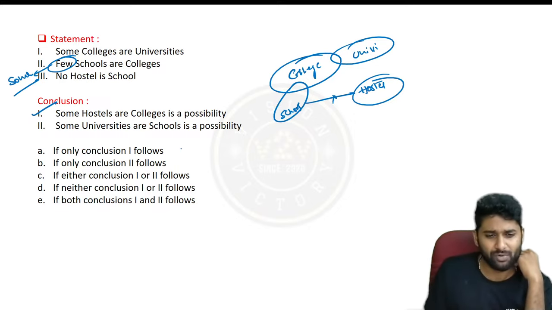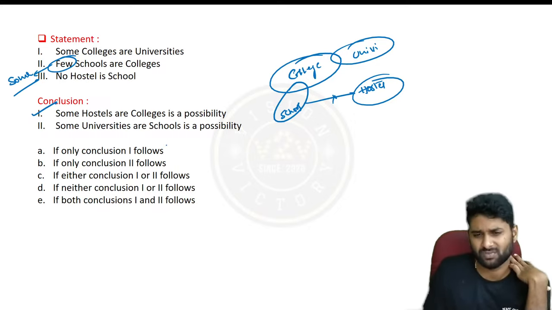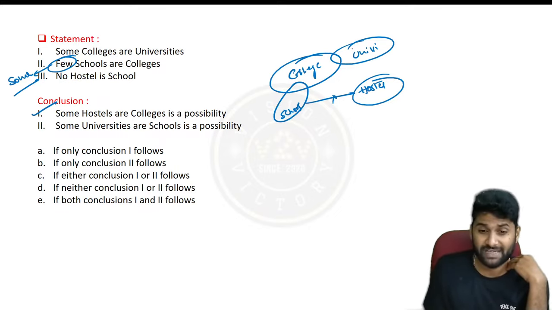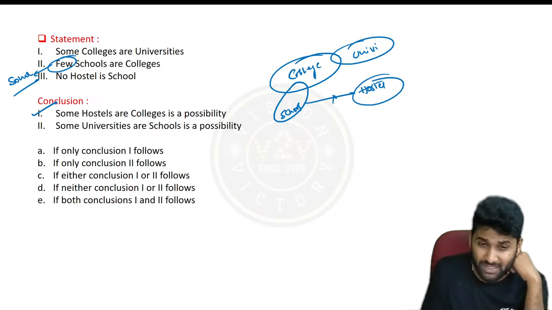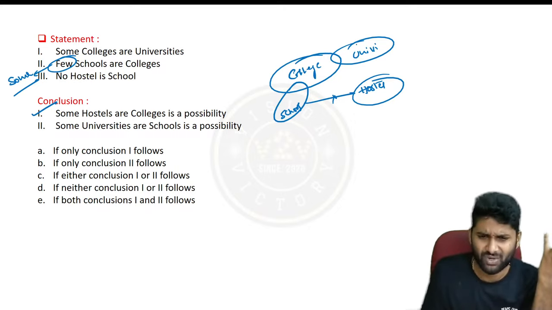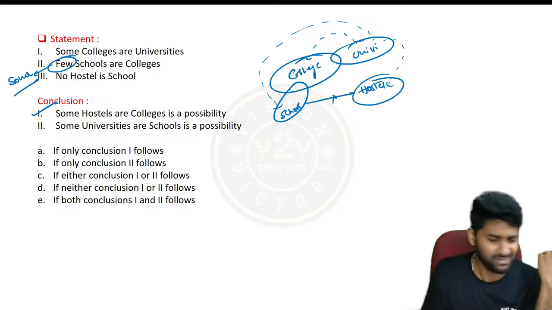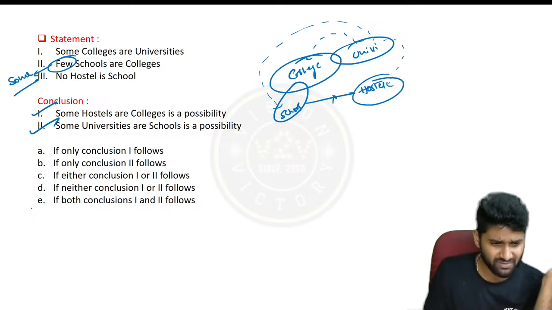Next one. Some universities are schools is a possibility. Of course. Why? Because we can assume all university into the college. I am not violating any statement. I can assume all university into the school. I can assume all university into the hostel. If all is possible, some is always possible. Both the possibilities are valid.